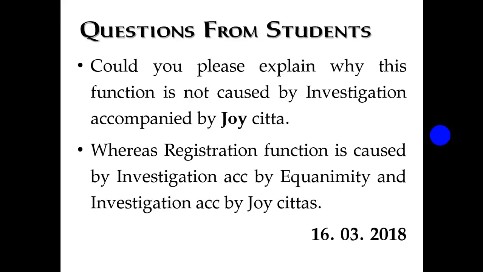Suppose we have 3 types of investigating consciousness. When the object is unpleasant, we investigate that object with unwholesome resultant investigating consciousness, accompanied by equanimity. When the object is pleasant, we investigate that object accompanied by equanimity, because of good deeds. But when the object is extremely pleasant, when we like it so much, then we investigate that object accompanied by joy. Because of that, when we talk about registration function, we have to take 3 types of investigating cheta. This is quite clear.